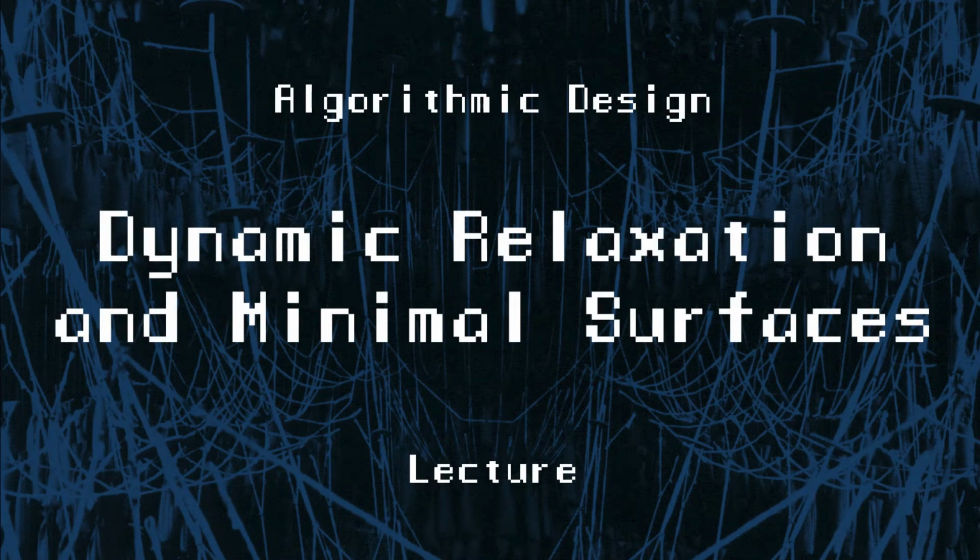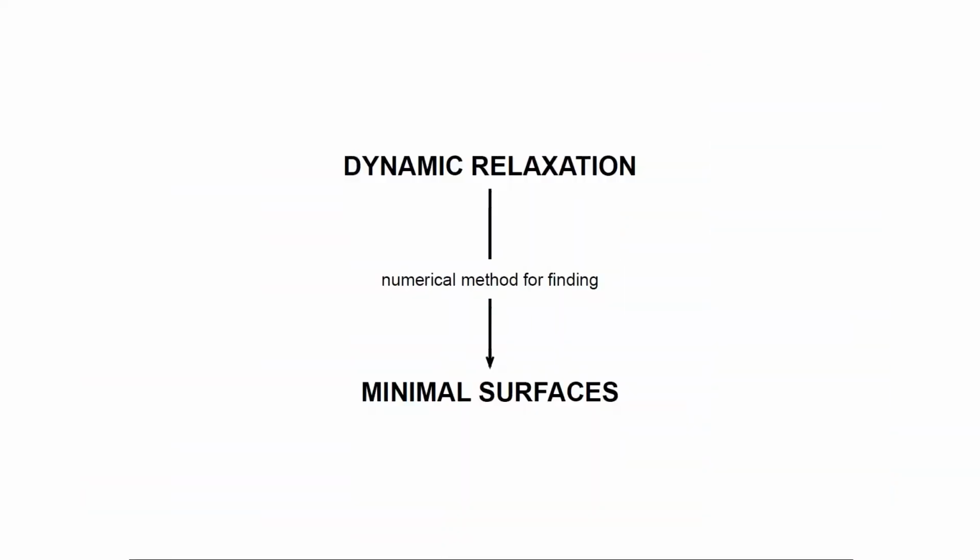So session 8, dynamic relaxation and minimal surfaces, the type of optimization. Okay, so how are these two related? So dynamic relaxation is a numerical method for finding minimal surfaces. That's it. Numerical method meaning it is a way to compute minimal surfaces.